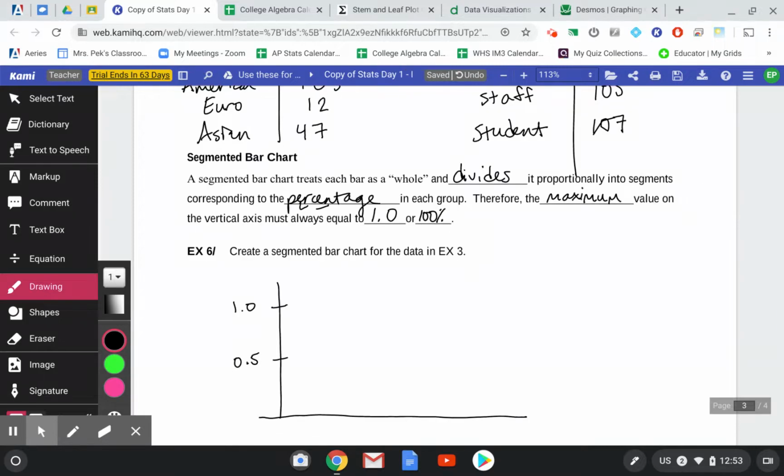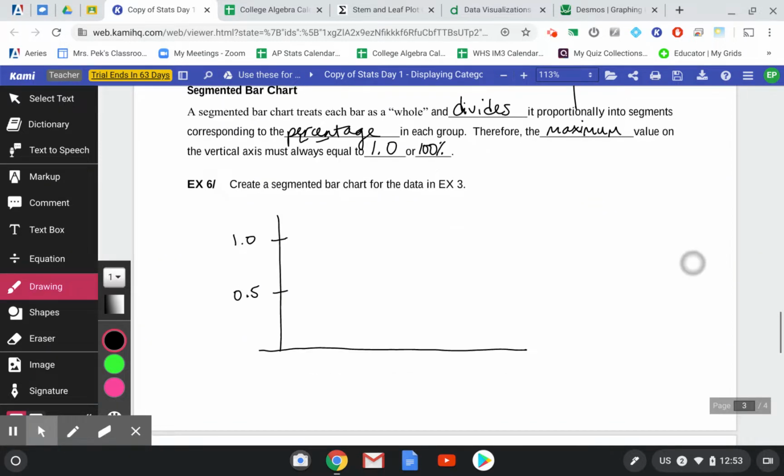All right, our last kind of chart that we're going to look at today is the segmented bar chart. So segmented bar chart treats each bar as a whole and divides it proportionally into segments corresponding to the percentage in each group. This is actually going to be really similar to a pie chart, except it's not going to be round. It's going to be rectangular. It's like a rectangular pie chart. Therefore, the maximum value on the vertical axis has to always be equal to 1 because we're going to get up to 100%. And we do this for when we have more than one category and we want to kind of put it all together in one graph.